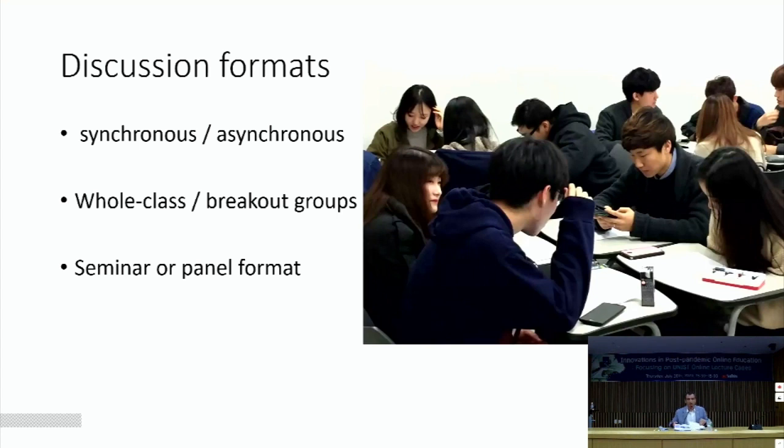So what are the formats? Well, synchronous would be the discussion that takes place in real time, whether it's face-to-face or on the internet. Asynchronous would be something like an email discussion or posting on a bulletin board. You can also have whole class discussions with everyone participating, or you can divide the students into smaller groups called breakout groups, and this is an example of my students having a breakout group discussion.